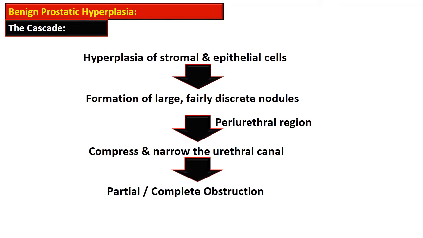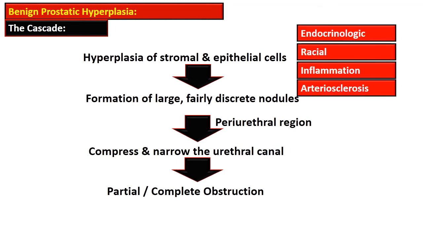The cause of BPH is not fully established. However, a few etiological factors such as endocrinological, racial, inflammation and arteriosclerosis have been implicated in this pathogenesis, but the endocrinological basis for the hyperplasia has been fully investigated and considered as a strong possibility in its development.